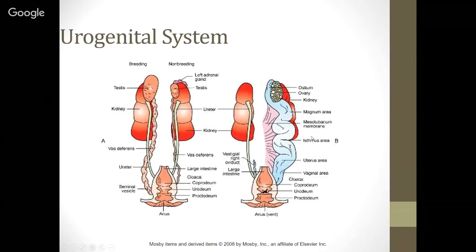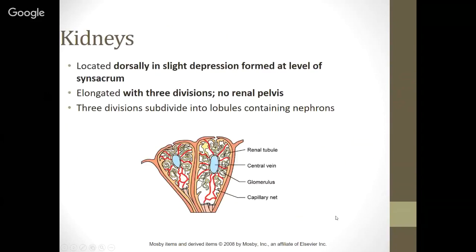With birds, for the most part, only the left ovary is functional. The right ovary is down here. It's vestigial. So only the left ovary produces eggs through the oviduct and into the cloaca. The kidneys are located dorsally in a slight depression formed at the level of the synsacrum, and it's elongated with 3 divisions. There is no renal pelvis. The 3 divisions subdivide into lobules containing the nephrons.